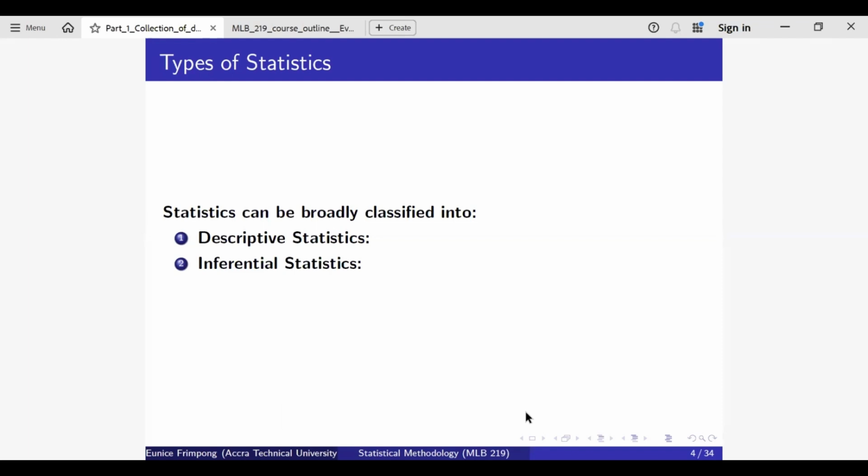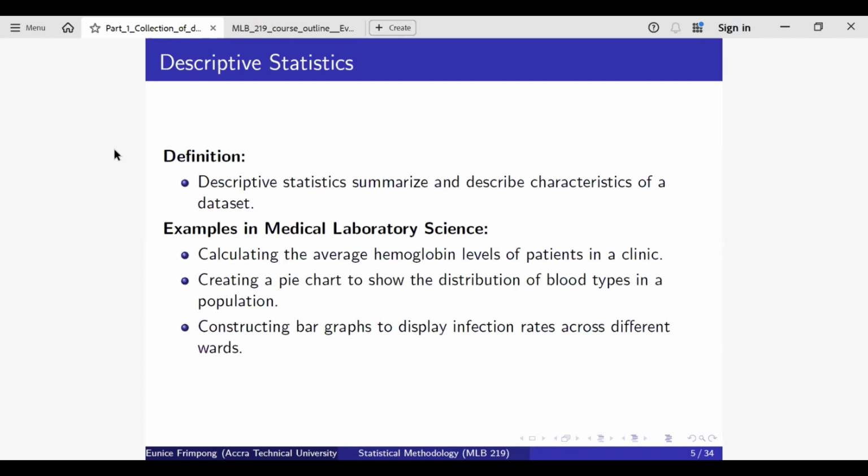Now let's look at the types of statistics. There are two main types: descriptive statistics and inferential statistics. Now, what is descriptive statistics? It is a type of statistics that summarizes and describes the characteristics of a data set.